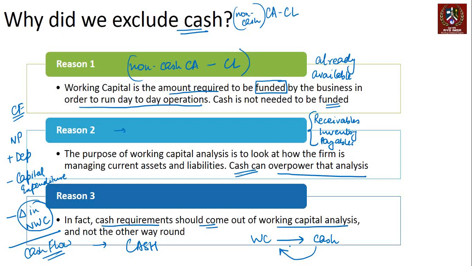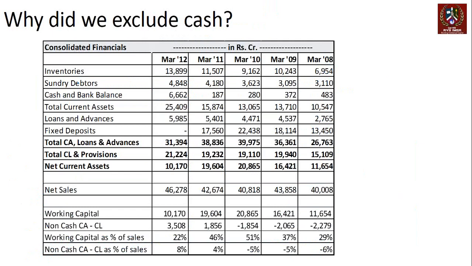Let's understand this. Let's understand reason two first, where we say that cash can overpower that analysis. For a minute, assume we are doing CA minus CL, right? Assume that the formula we are going to use is CA minus CL. Look at the total current assets, loans and advances, total current liabilities and provisions. That's CA minus CL, net current assets, right? Now, that's the working capital.